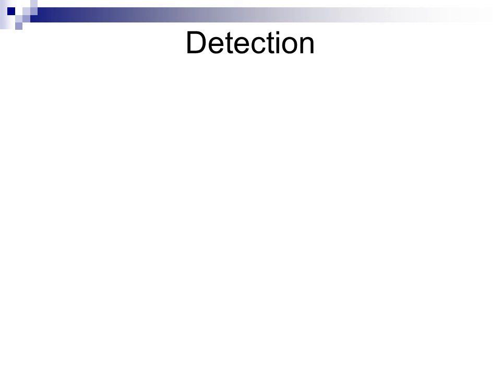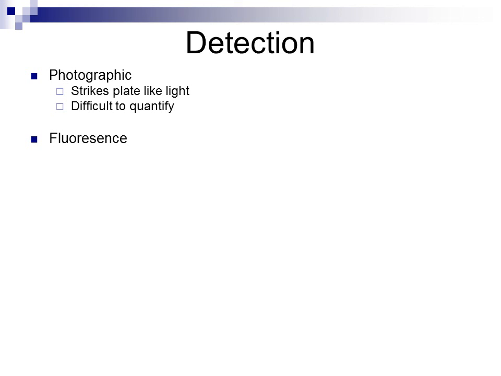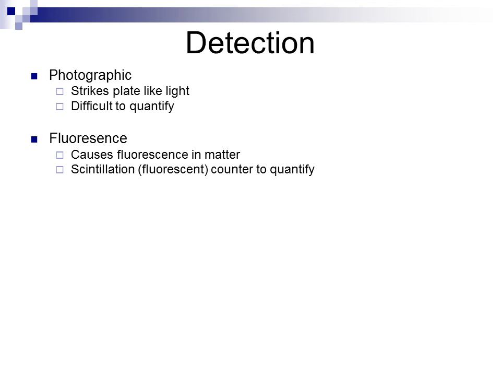So how does one detect radiation? There are a number of ways. Photographic detection is one way, and just like with a light source, a photographic plate can be exposed to a radiation source, and that exposure will cause it to strike the plate, and that can be developed, but it's difficult to quantify. Measuring fluorescence is a second method. If we expose radiative sources to a fluorescent material, it will cause fluorescence in that matter. The release of the energy can be measured by a scintillation counter to quantify the radiation.